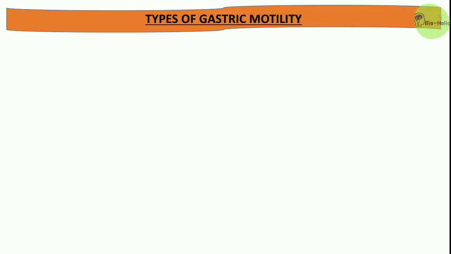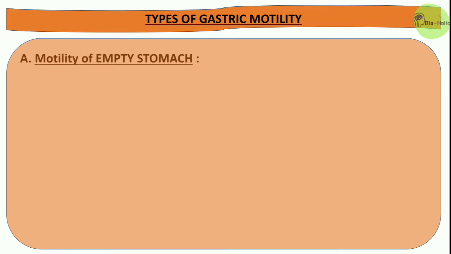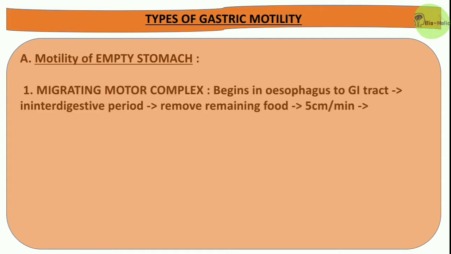Now, the types of gastric motility. These are of two types: the motility of the empty stomach and the gastric motility related to meals. Let us discuss the motility of the empty stomach first. This is of two types. The first is the migratory motor complex, which begins in the esophagus and goes through the whole GI tract. It happens in the interdigestive period and causes removal of the remaining food from the stomach.